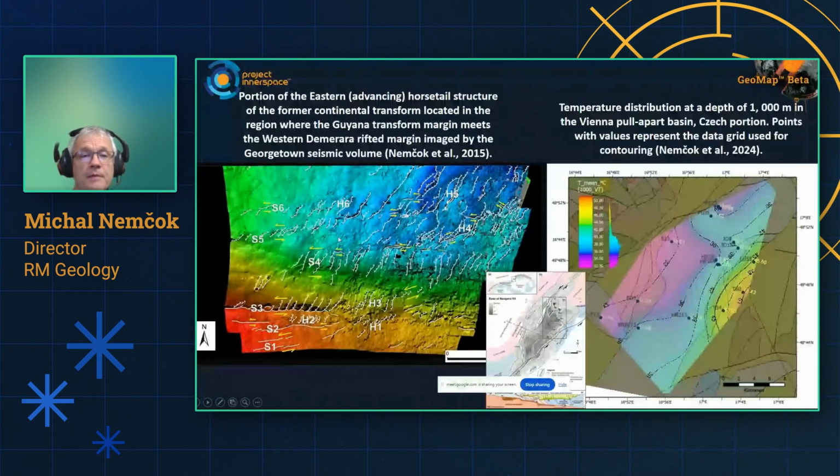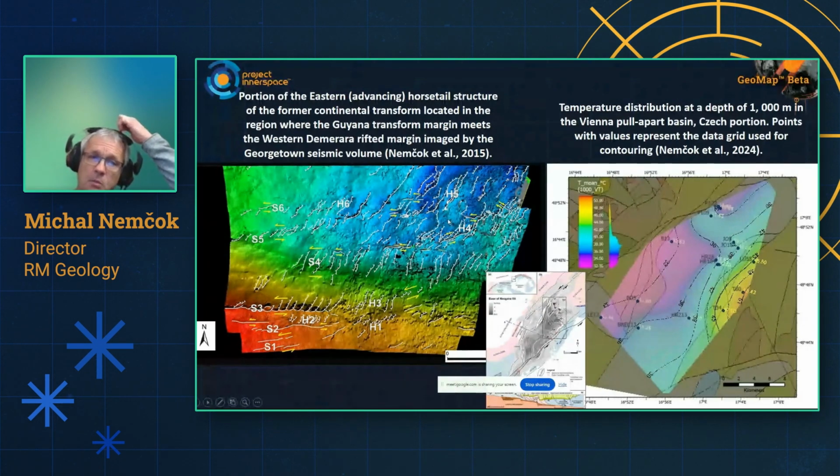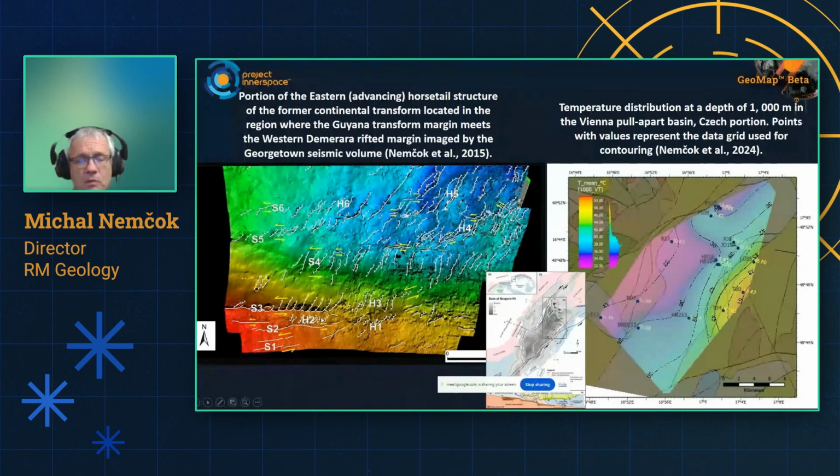Examples of how complex a system of strike slip faults could be come from offshore Guyana, where we interpreted a set of 6 horizontal strike slip faults, each of them having a horsetail structure. Each horsetail structure would control a system of local pull-aparts, in dark blue colors, and they will be divided by structural highs, in light blue colors.